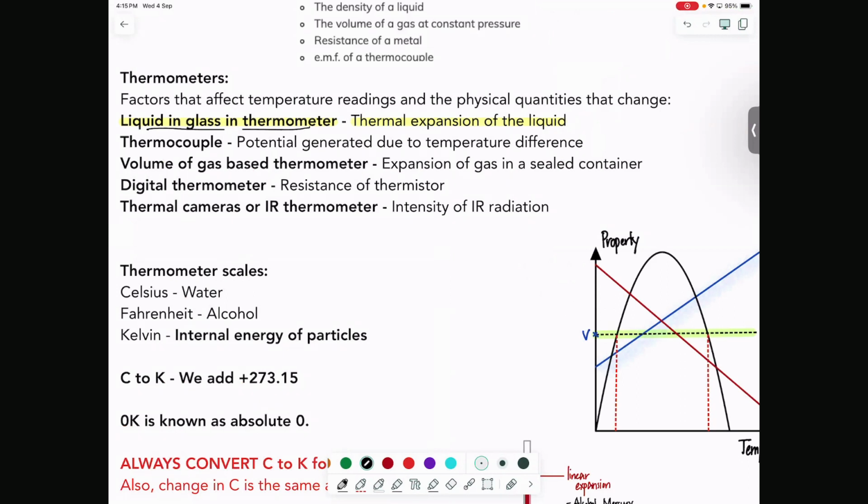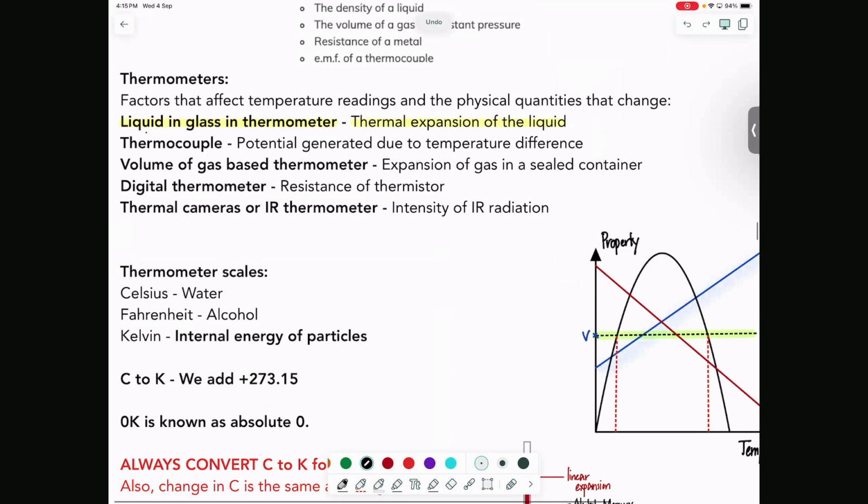Are you okay with what a liquid in glass thermometer is? Do you have any questions? So a liquid in glass thermometer is a thermometer in which we use liquid. And what property of the liquid do we use for our thermometer? The expansion of the liquid. Okay, so that's the liquid in glass thermometer. The next one is thermocouple. I will come to that in a bit.